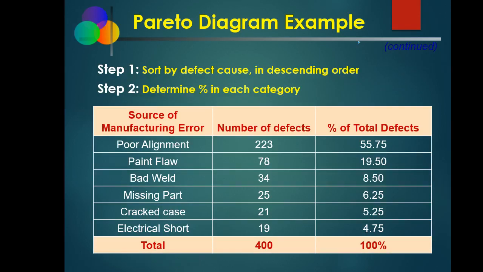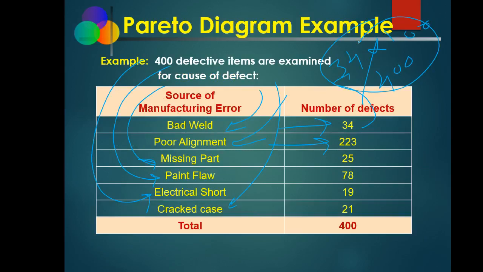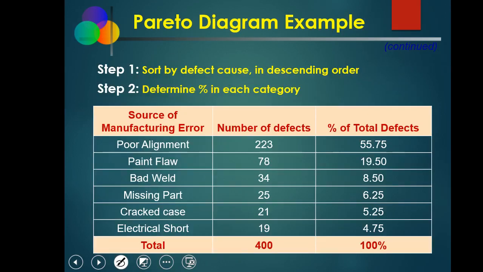Now what we do is sort by defect cause in descending order. For example, we can see from the last column that poor alignment has the highest number of defects, followed by paint flaws. So we arrange that in descending order. The first one is poor alignment, the second one is paint flaw, the third one is bad weld. We can see here that the number of items decreases downward, as it is arranged in sorted form. Converting these item numbers into percentages will give us the respective percentage for each item.